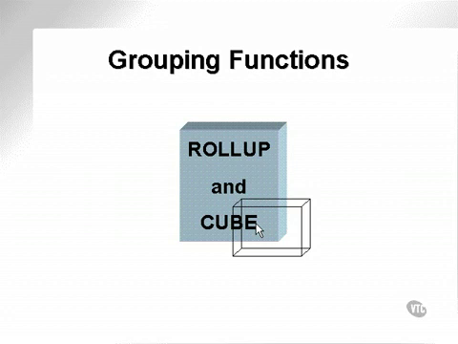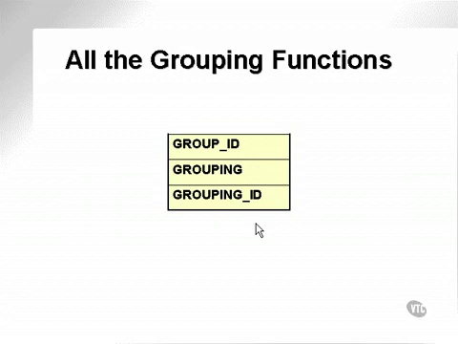The grouping functions, as applied in the rollup and cube clauses of the group by clause, are namely group ID, grouping, and grouping ID. Group ID does filtering, grouping distinguishes between groups, and grouping ID searches for a grouping level.